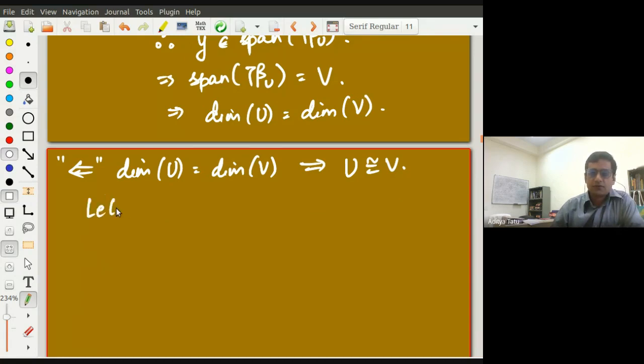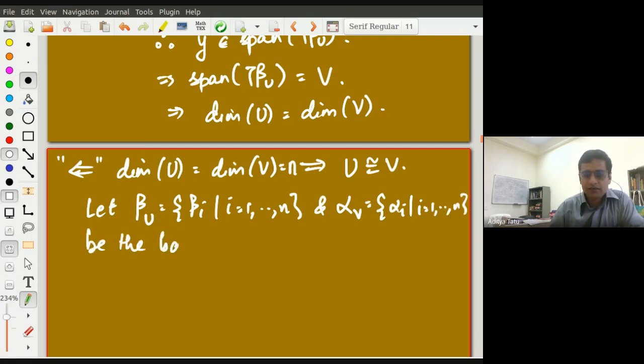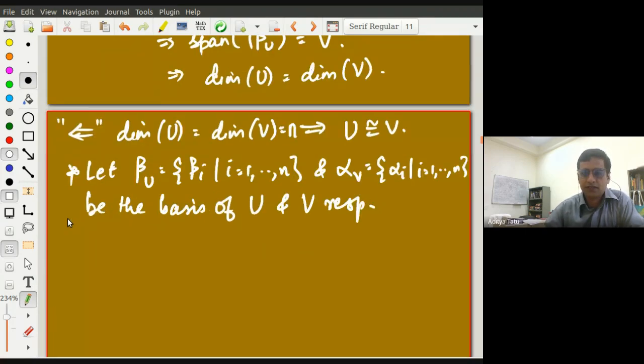Okay, so let beta U equals beta i, going from 1 to n, so let's say this dimension is equal to some n, and alpha V equals alpha i, also going from 1 to n, be the bases of U and V respectively. That much I can surely say from whatever is given to me. Agreed?